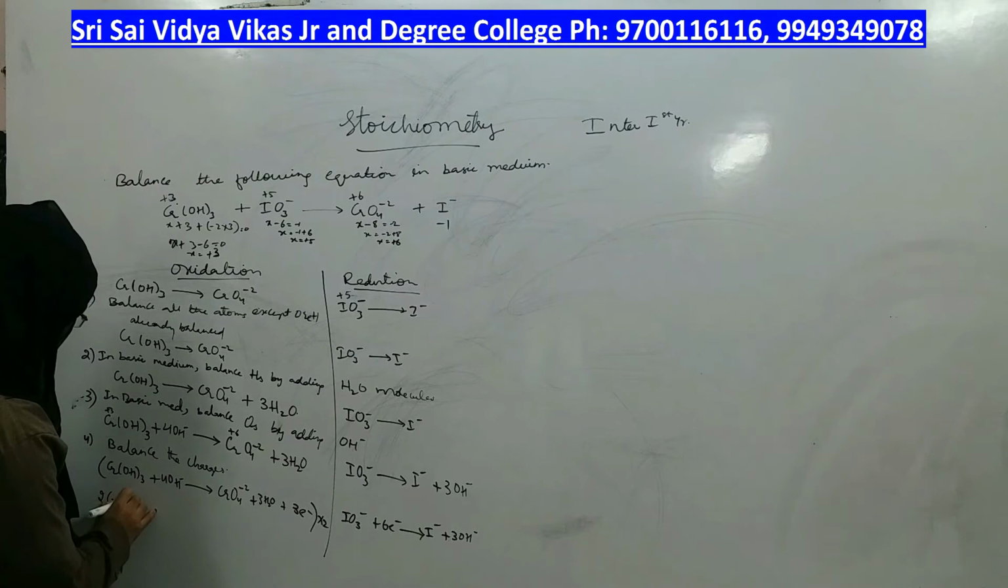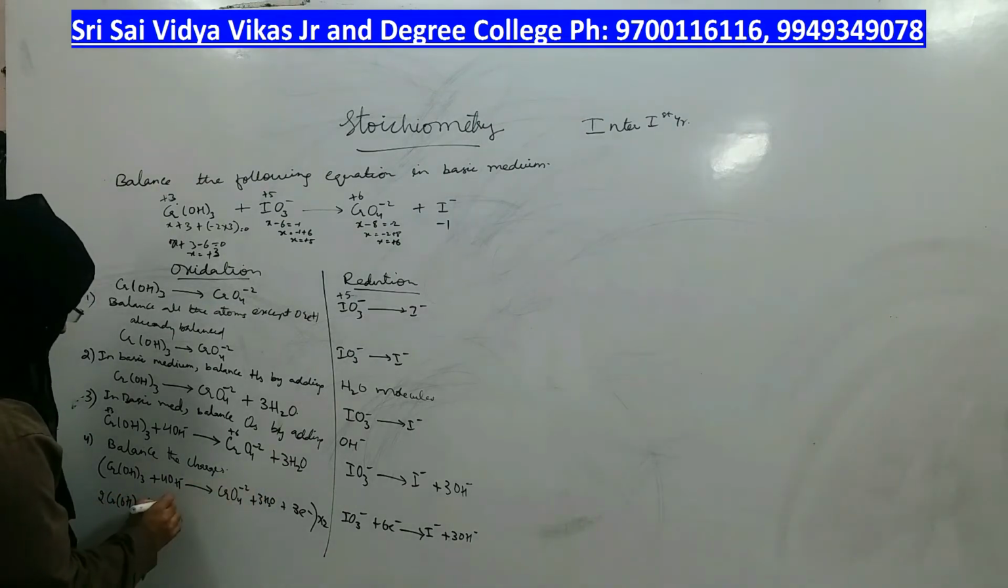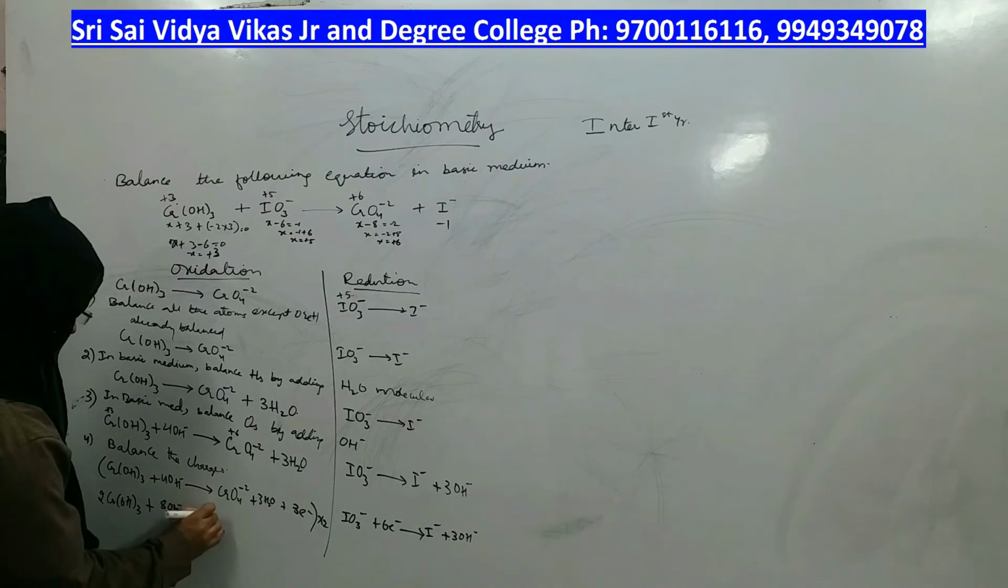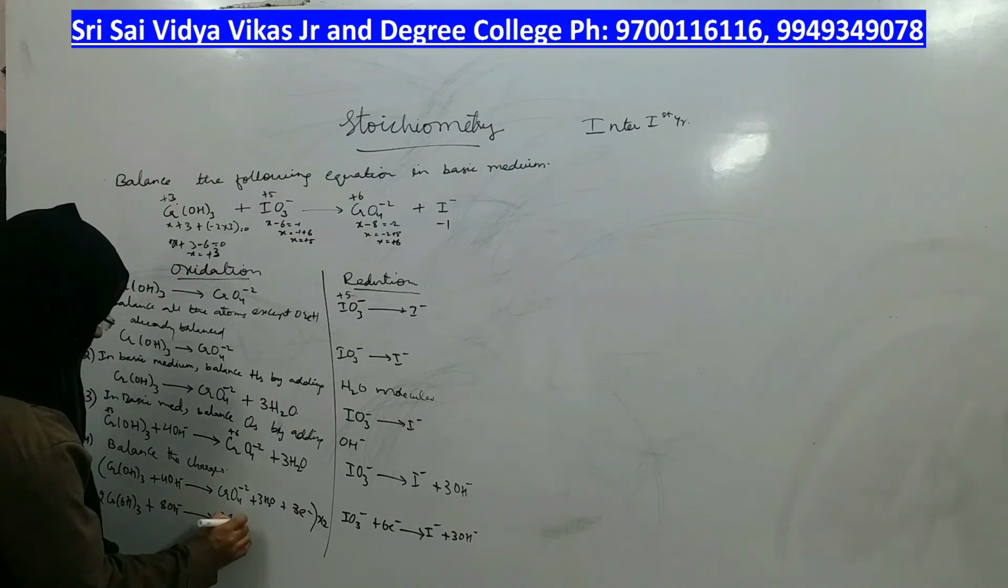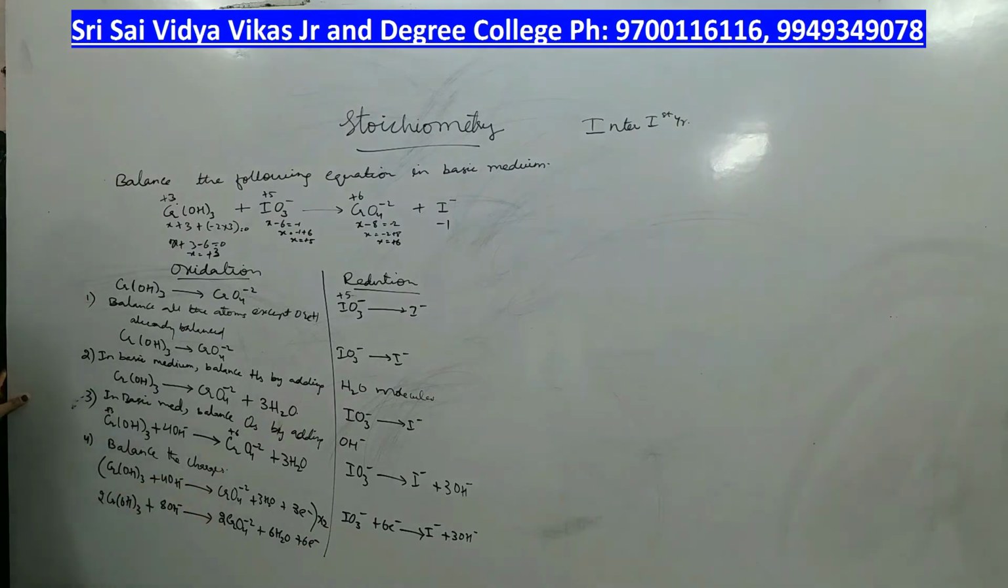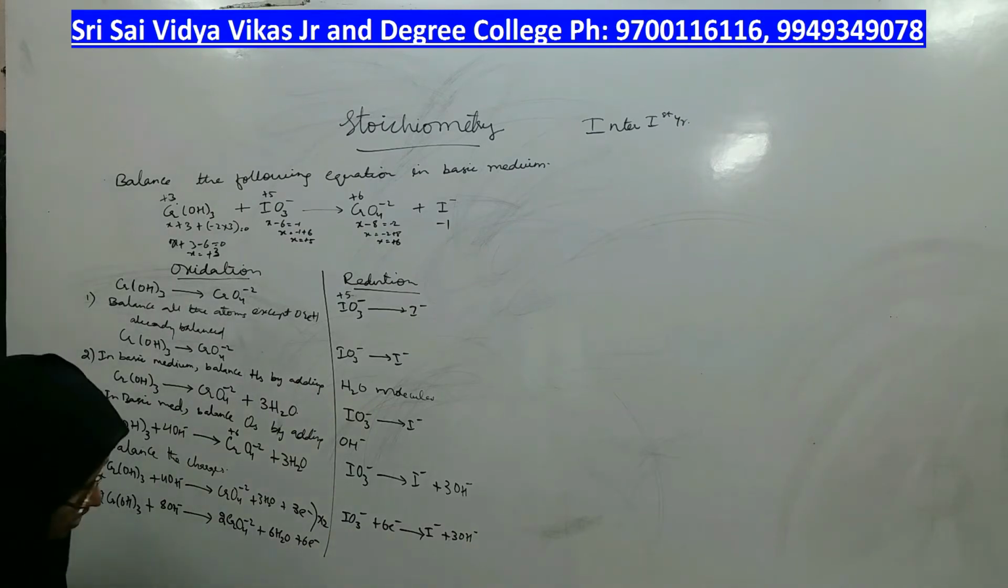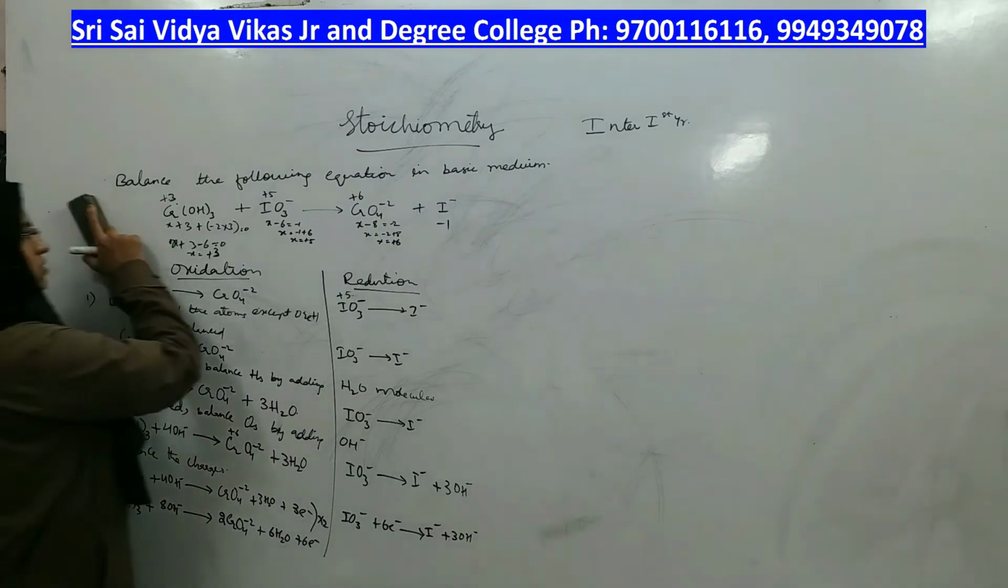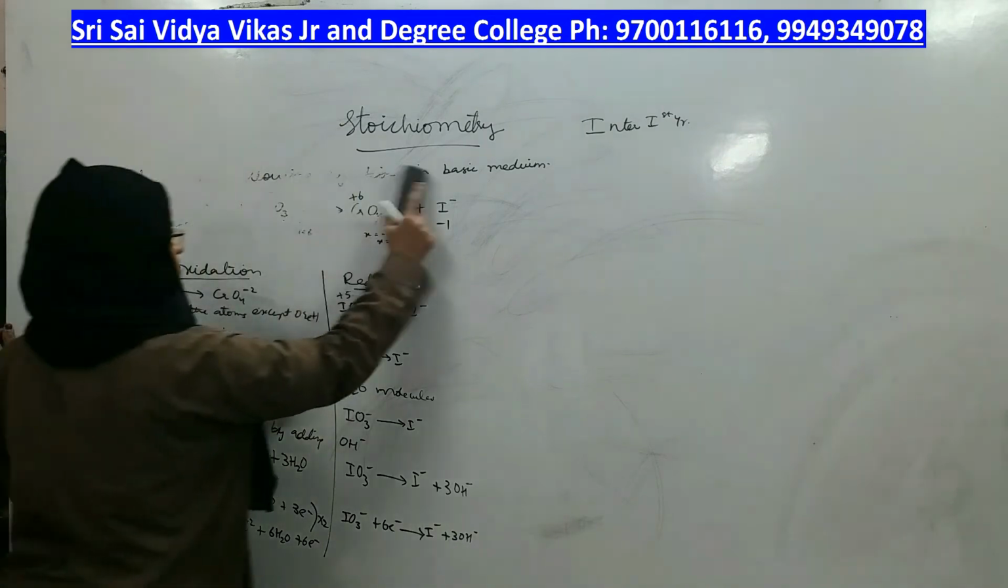2 times chromic hydroxide plus 4 2s are 8 hydroxide ions give rise to 2 times chromate plus 6 water molecules plus 6 electrons, and the other reaction remains as it is. Both of them are having 6 electrons each now, right? Oxidation half reaction is balanced, reduction half reaction is balanced. Now you have to combine both, and after combining we will cancel the similar terms and get the final equation. I will erase the top part now so that writing the final equation becomes easy.